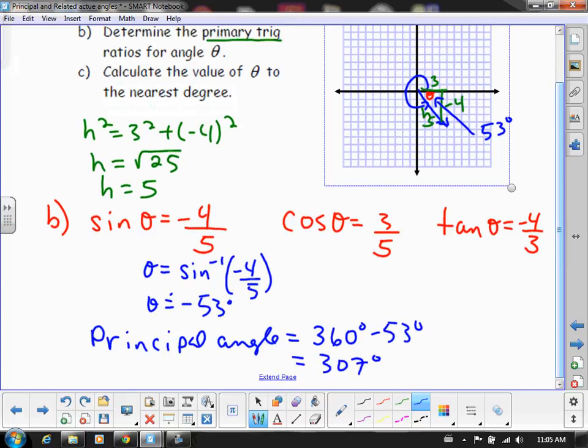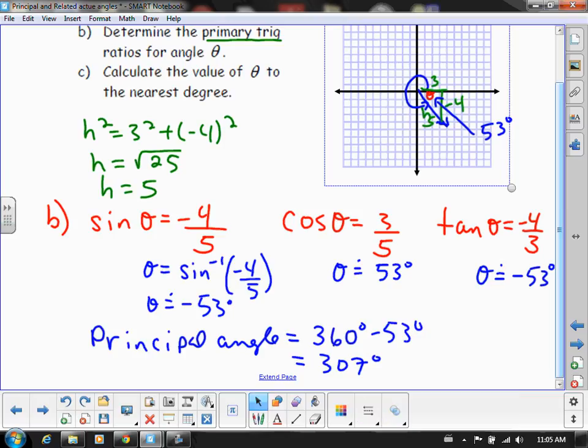You could do the same thing with cosine and with tangent. If you work out this cosine value right here, it's going to give you the positive 53, which is fine because that's still your acute angle. And again, over here, if you do this here, you're going to once again get the negative 53 degrees. So either way, any of those methods will give you that angle. You just need to recognize that it has to be translated into the principal angle notation.